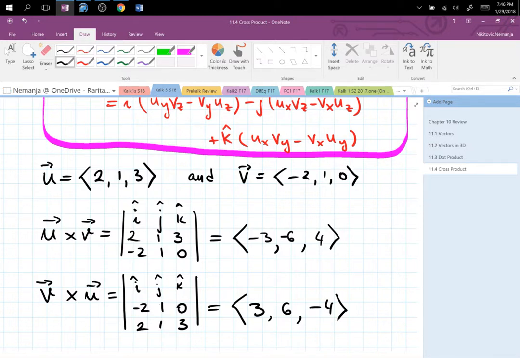1 times 0 minus v_y, which is this one? That's u. That's a v. Oh, these are u's up here, and these are v's. That's the key: i, j, k, u's, v's. So 1 times 0 is 0, minus 1 times 3 is negative 3. Boom, negative 3. It's a little convoluted, but okay.